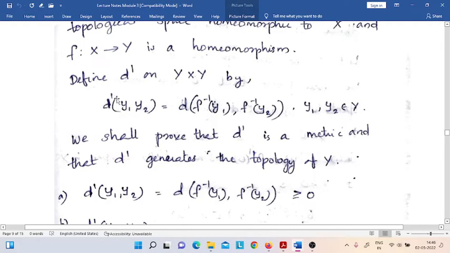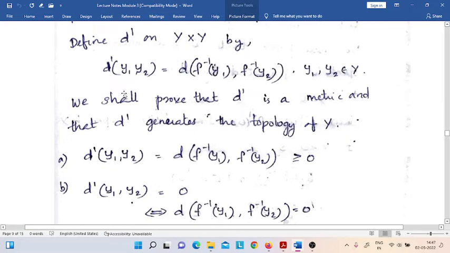D prime of y1, y2 is defined as D, the metric available on X, of F inverse of y1 and F inverse of y2. See, F inverse of y1 and F inverse of y2 are two elements in X, so this is meaningful. Here we measure the distance between the points F inverse of y1 and F inverse of y2, and that distance will be a nonnegative quantity, which will be used as the value of the metric D prime of y1, y2.